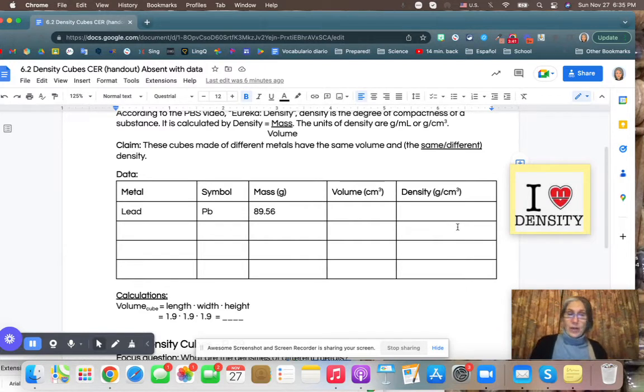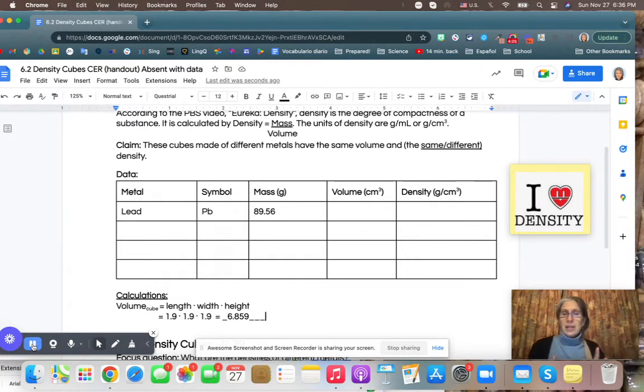Then I'm going to calculate the volume. Once again, think about your estimating skills. This is about 2 times 2, so 2 times 2 is 4, times 2 again is 8. So this can be somewhere close to 8, but less than that. When I put it on the calculator, I get 6.859.